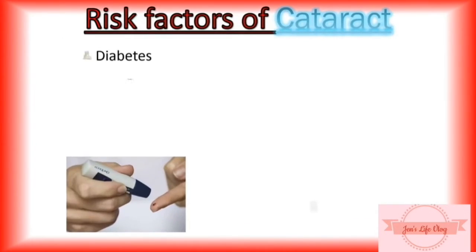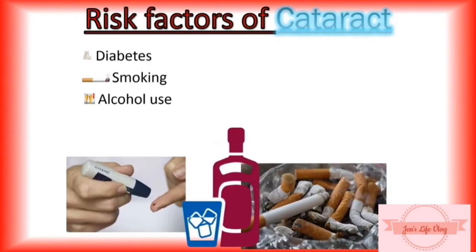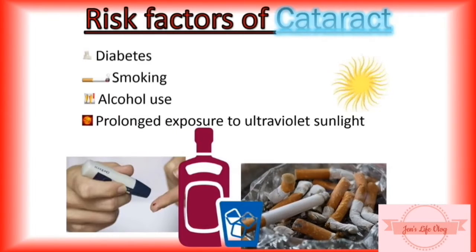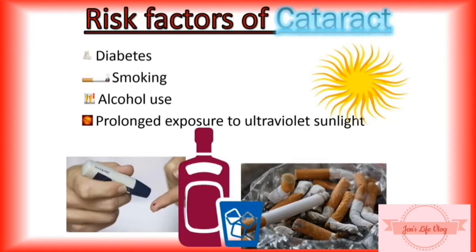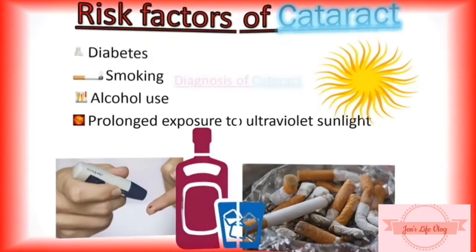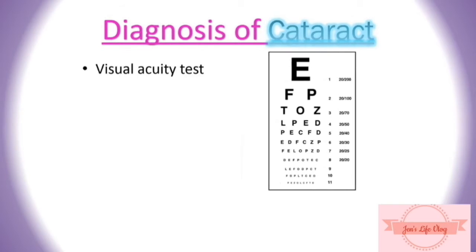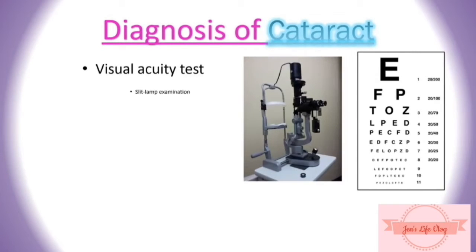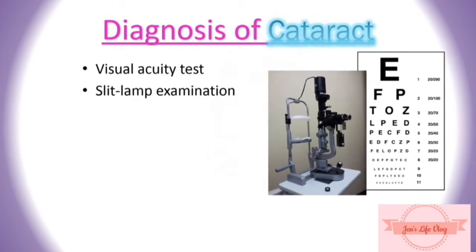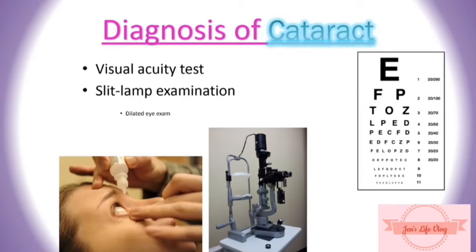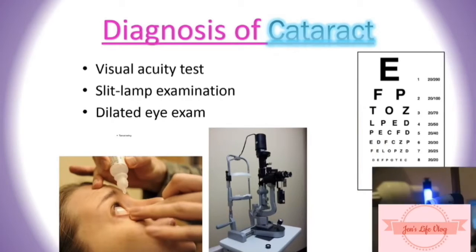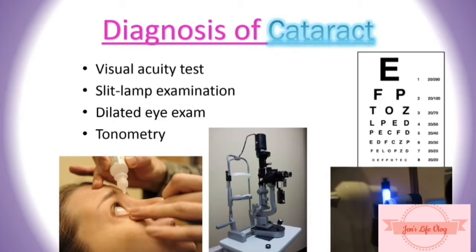Research suggests that some factors may increase the risk of developing cataract, such as diabetes, smoking, alcohol use, and prolonged exposure to UV sunlight. Cataract can be detected through a complete eye exam that includes the following. First, a simple vision test such as the visual acuity test. Slit lamp examination is used to see the anterior structures of the eye under magnification.